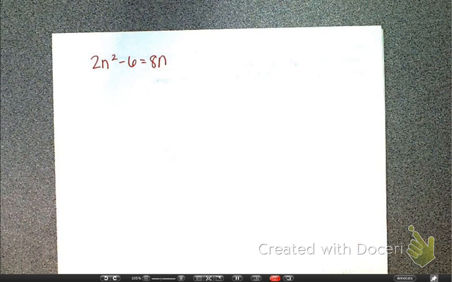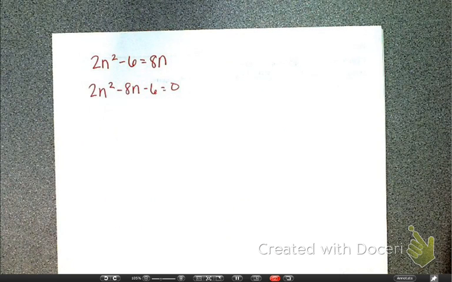Okay, so let's everyone look at it. What do you think we should do for this one? Move the 8 to the other side. So 2n squared minus 8 minus 6 equals 0. All right, so we put it in standard form. Or we can do the quadratic formula.